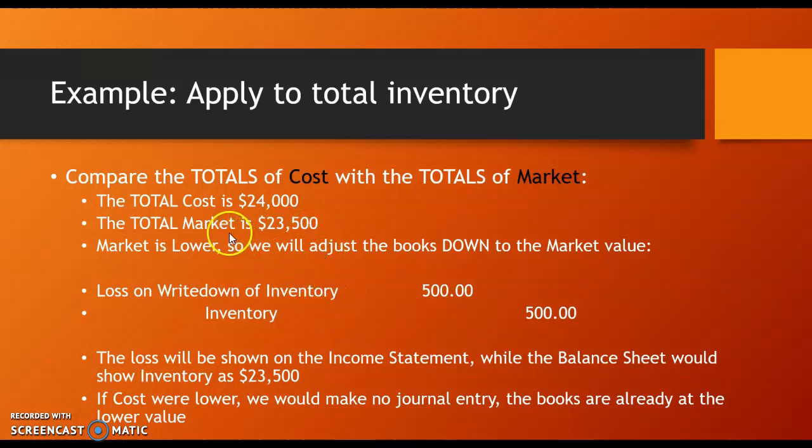If the total market is more than the total cost, then we would just leave the trial balance as it is. We would not make a journal entry, because if the total cost was lower, we're just going to leave it that way.